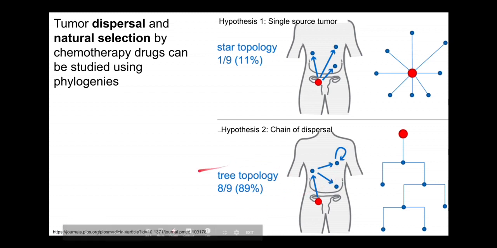And actually, in this case, this says tree topology. This indicates that most of the support was for this form of spread, where first the initial tumor was in the ovary, it then spread to one point in the body, and then it spread to two points from there.